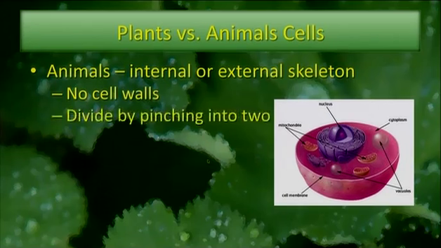Also, animal cells divide by pinching in two, right? You have a whole bunch of proteins that form like a little lasso around the center between the two new cells. It kind of pinches the two cells into two.